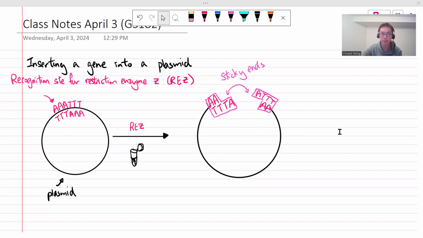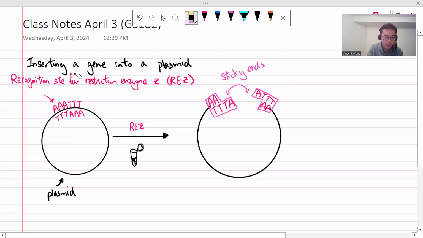Professor, excuse me, what about C and G? It should be three T, three A? Oh, I mean, it could be anything, right? There could be C and G as well, but to keep it simple, I just made this up as an example. Yeah. Okay, thank you. It's a palindrome, right? Okay. All right.